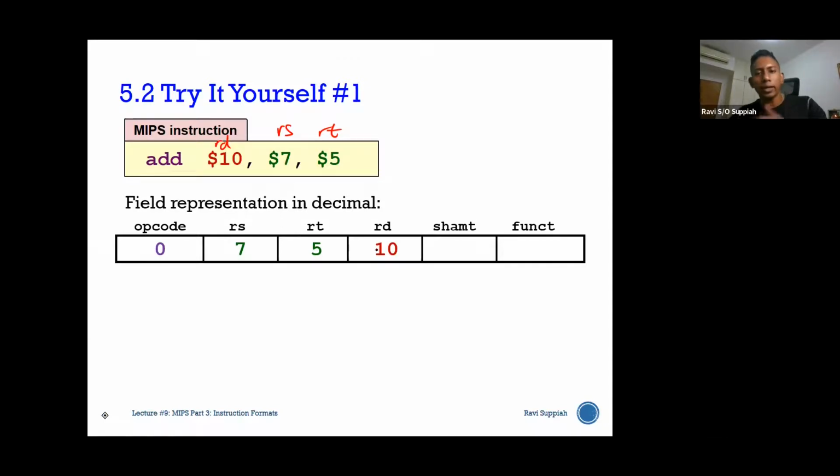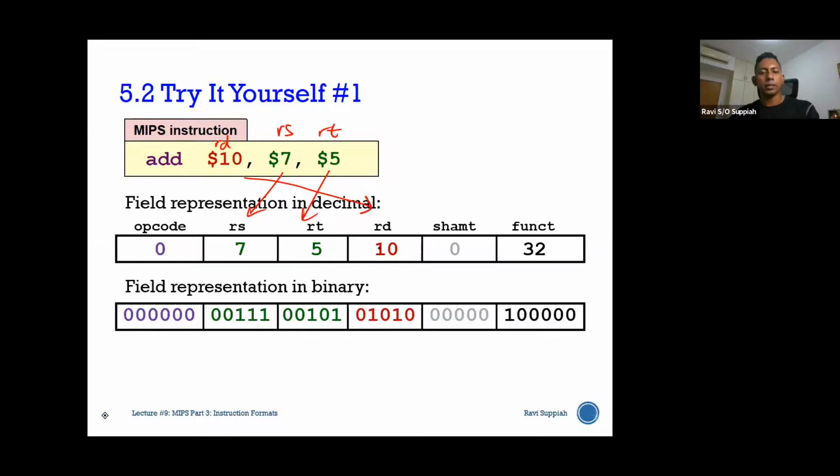Okay, so again you notice that there is a difference in the order. When you write the instruction, your RD comes first, but RS and RT come later. But in the representation, you have RS, RT, and then RD. So again, you must understand there is a difference in the order between the instruction writing and the representation in the actual binary format. Okay, so that will be the final value here.